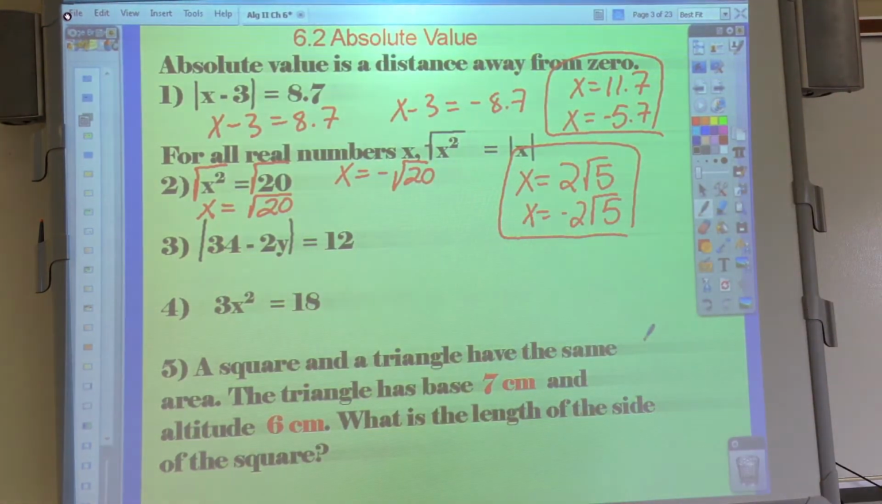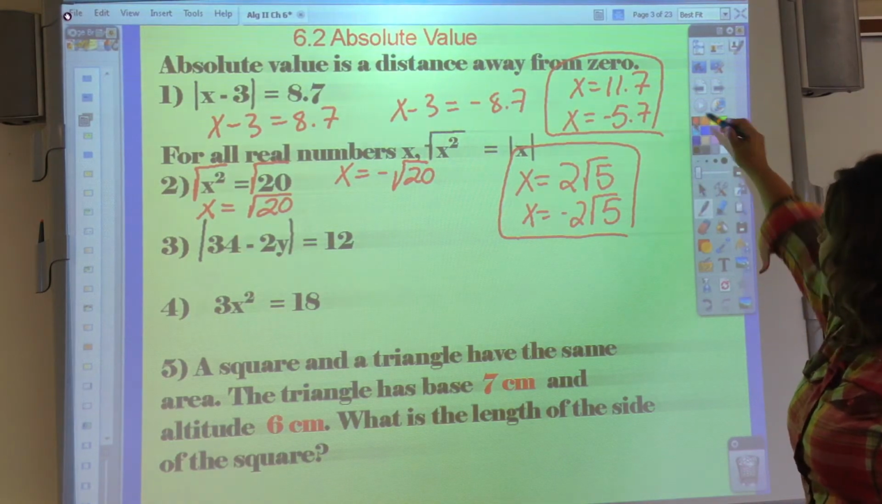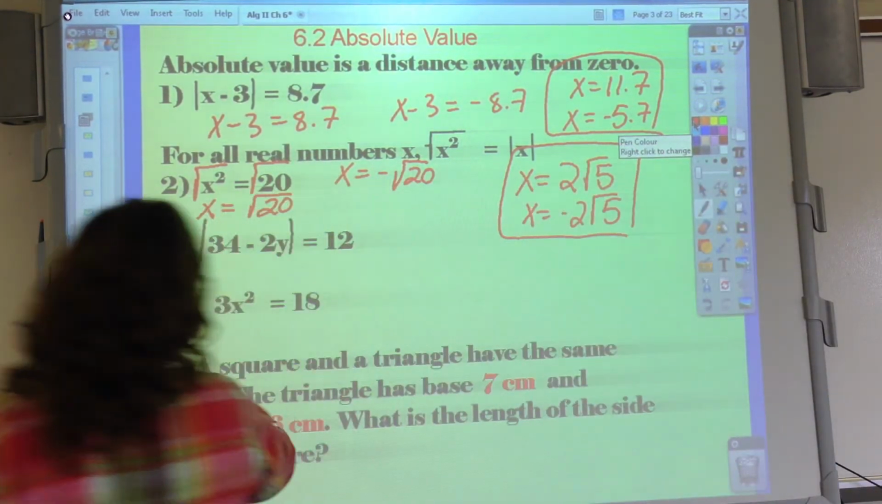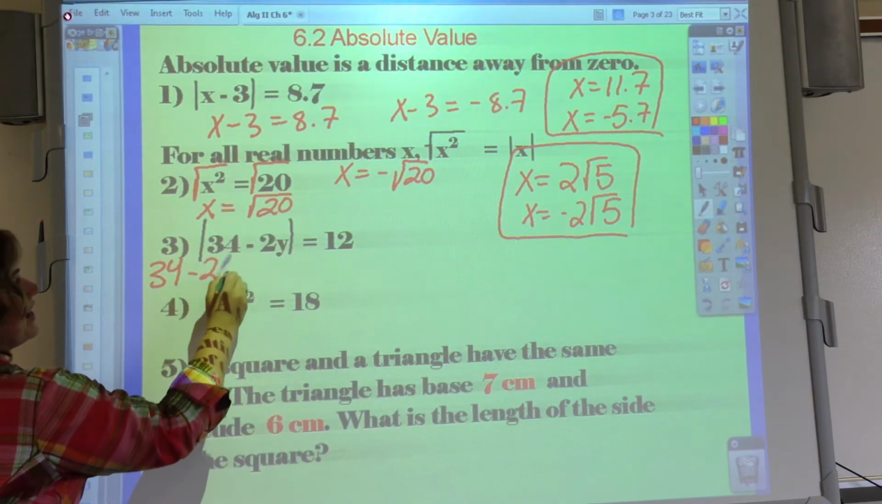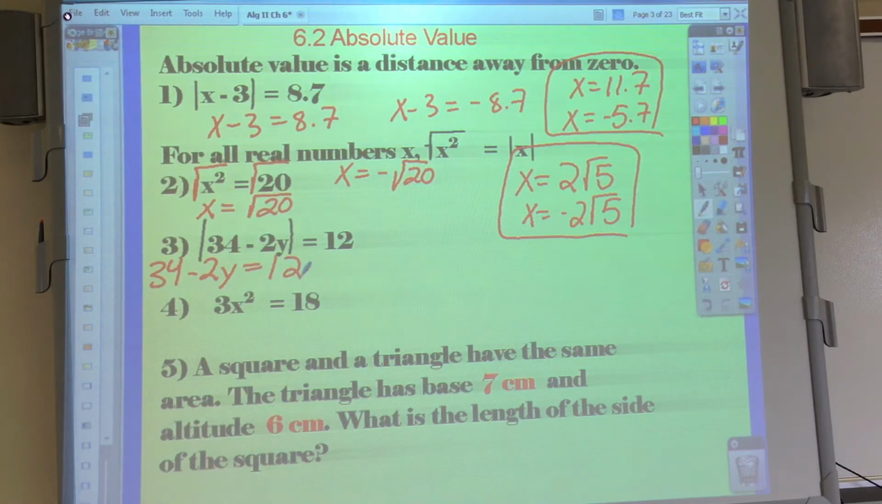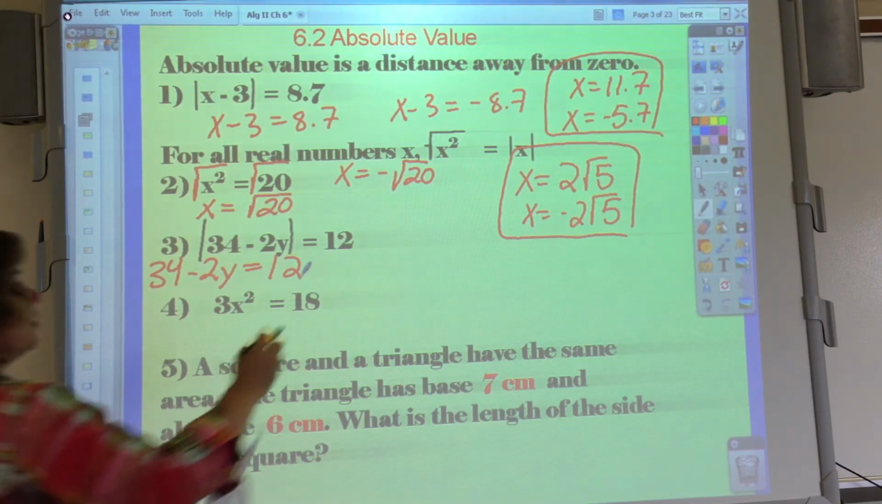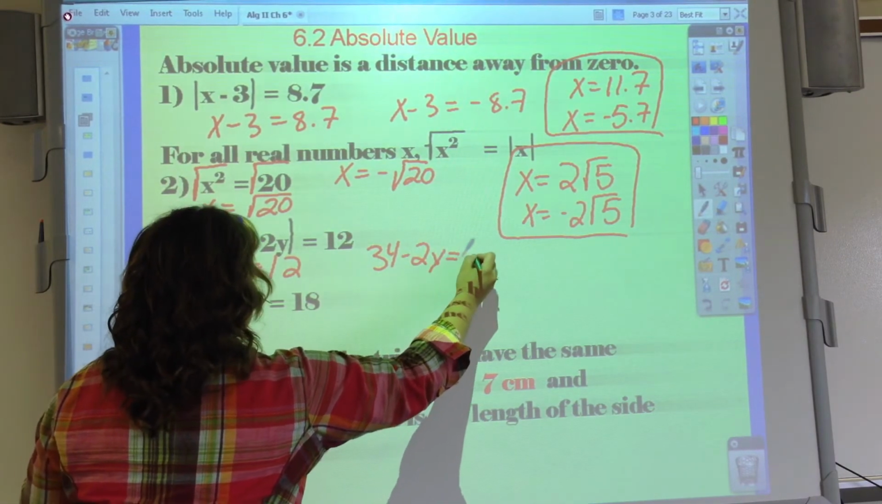And now number 3, I'm going to solve for y by first getting it alone. And so to get it alone, I need to take out my absolute value signs. And when I do, I get 2 solutions. What's inside the absolute value sign could have been positive, or it could have been negative.